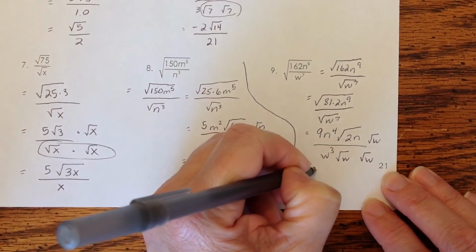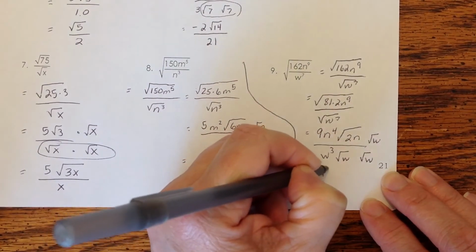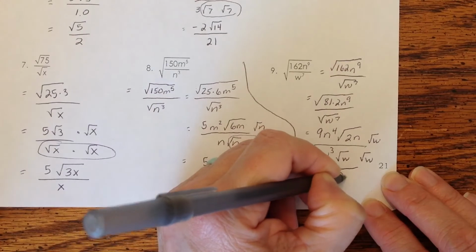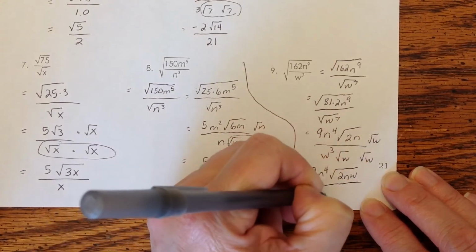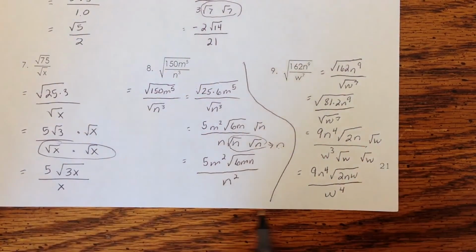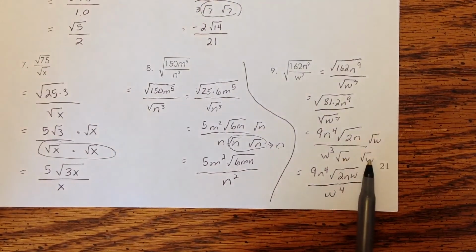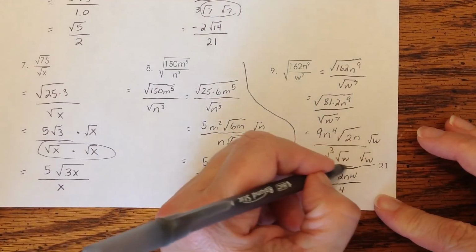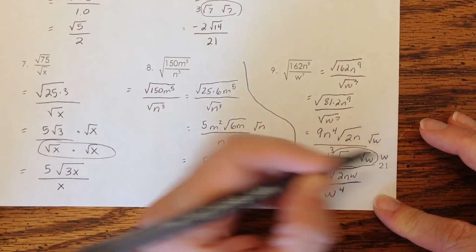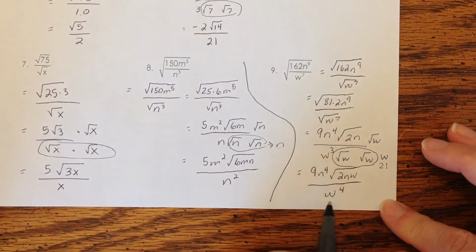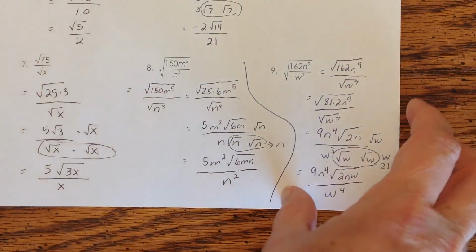So my final answer is 9n to the 4th square root of 2nw over w to the 4th, because the square root of w times the square root of w is w, and w times w to the 3rd is w to the 4th.